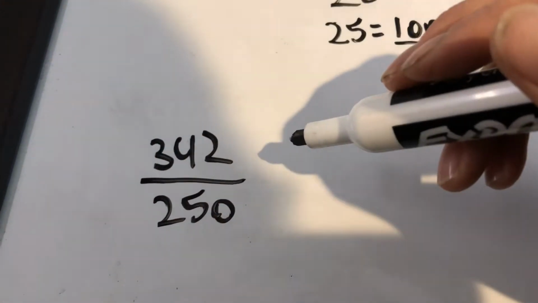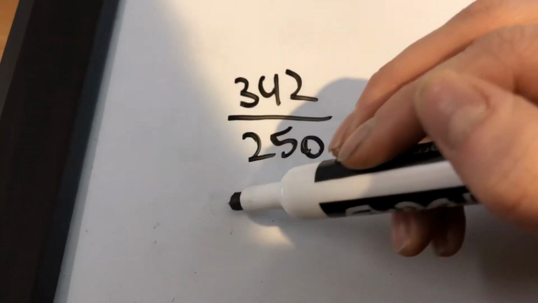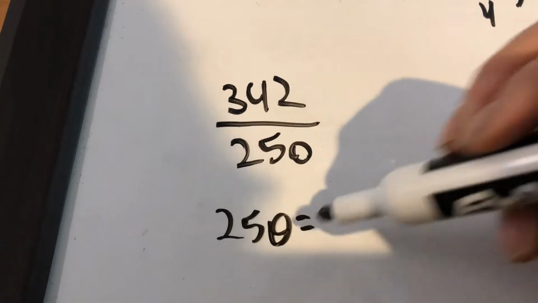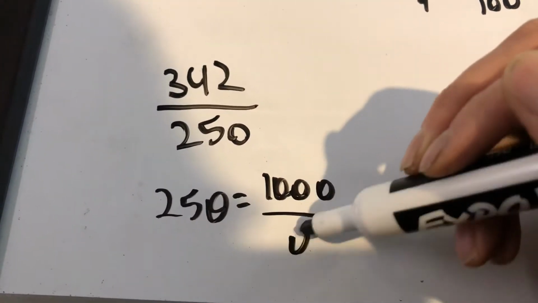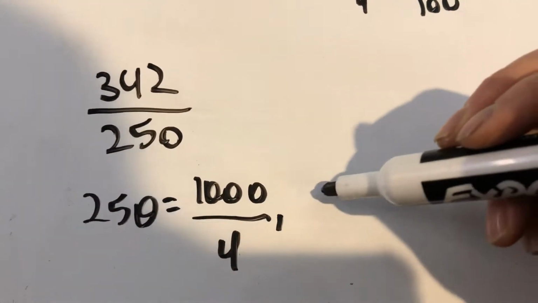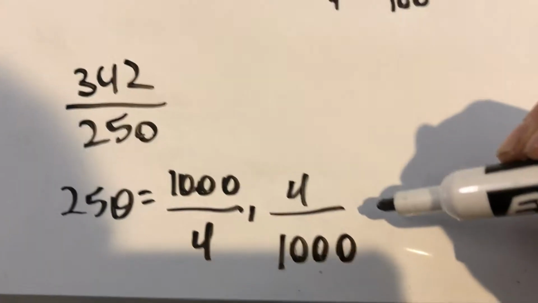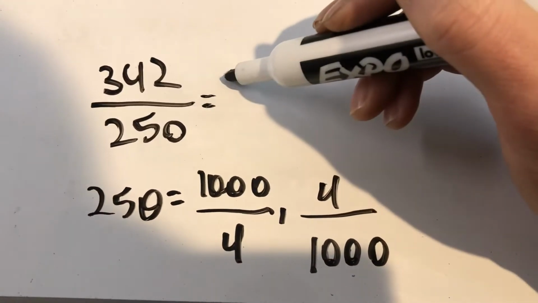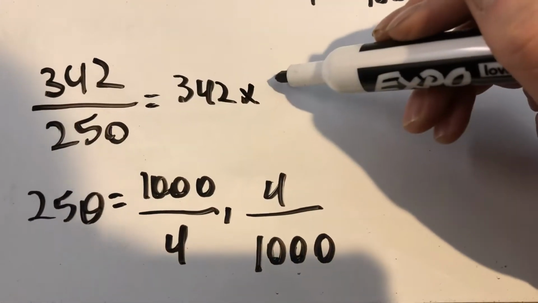342 divided by 250. Alright, so 250 is the same thing as 1,000 divided by 4. Next step is flip the 1,000 over 4 to 4 over 1,000 to get a reciprocal. The next step is to multiply 342 by 4/1,000.